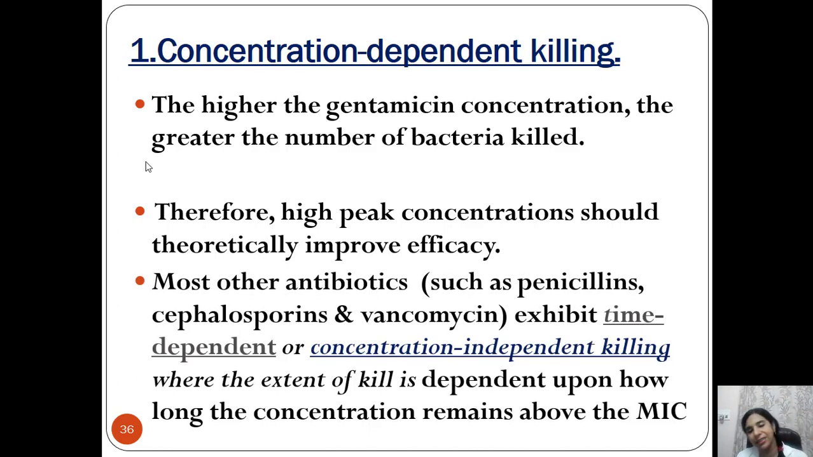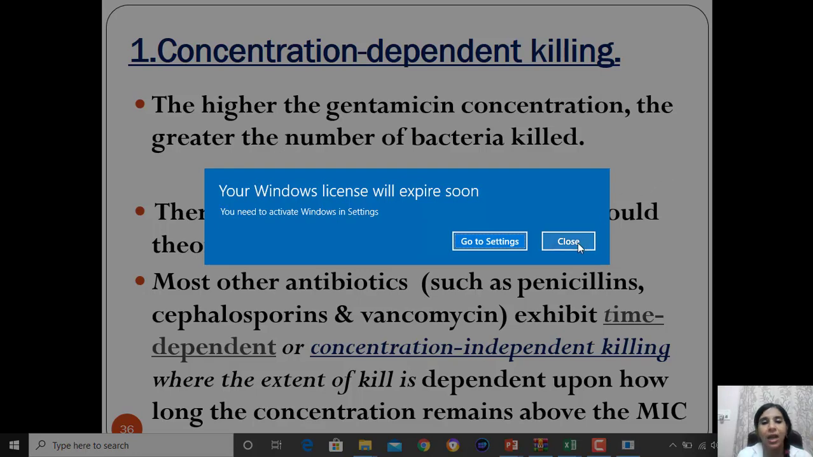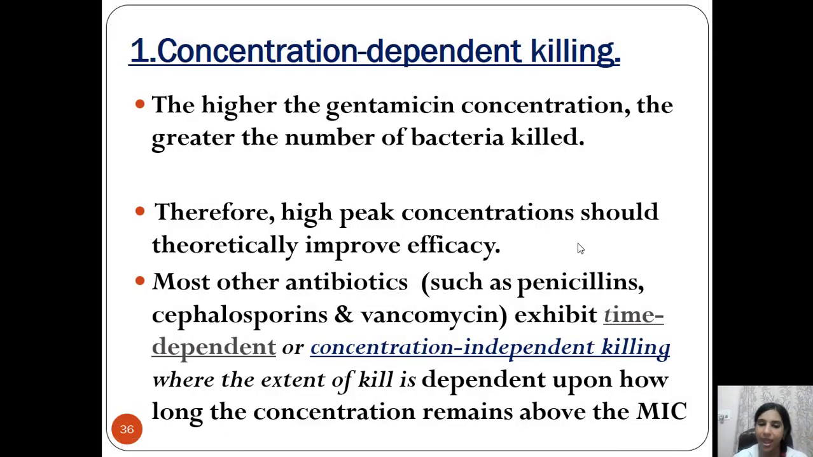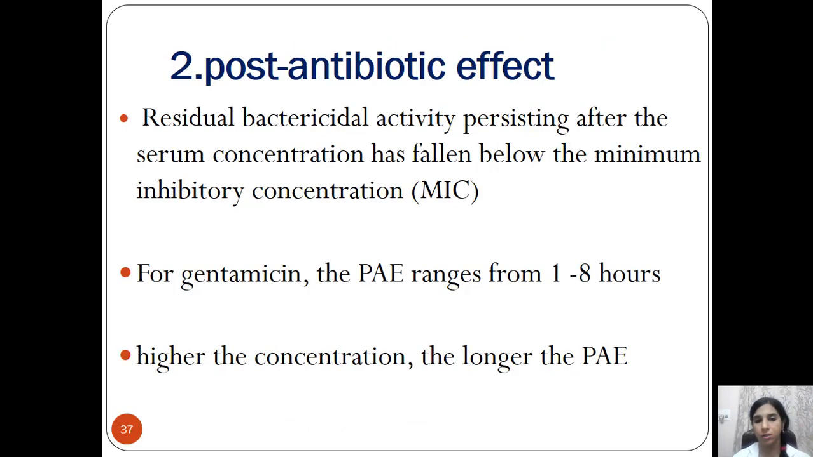Most other antibiotics, like our beta-lactam antibiotics such as penicillin, cephalosporins, and vancomycin, exhibit time-dependent killing or concentration-independent killing. Aminoglycosides and fluoroquinolones, concentration-dependent killing. Beta-lactam antibiotics and glycopeptide antibiotics like vancomycin observe a time-dependent killing. And what is a time-dependent killing or concentration-independent killing? It means the extent of kill is dependent upon how long the concentration remains above the MIC, not how high the concentration is, but how long the concentration of the antibiotic remains above the minimal inhibitory concentration. Now we come to that in a little while from now.